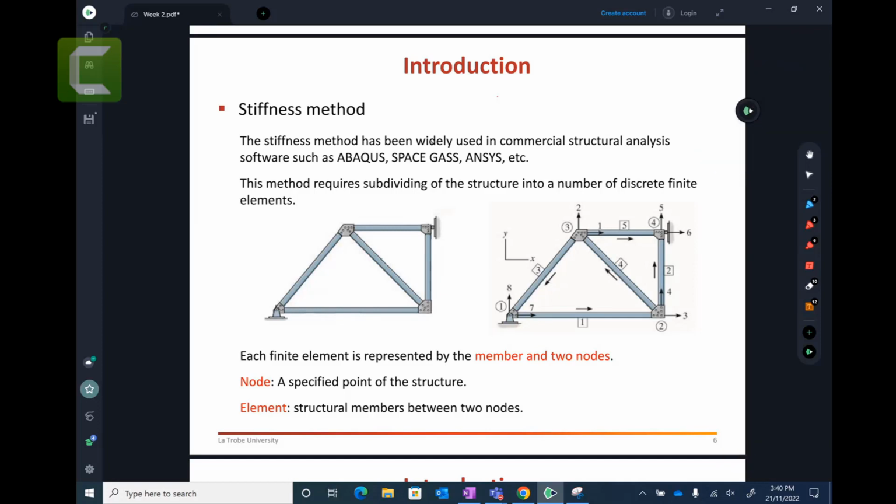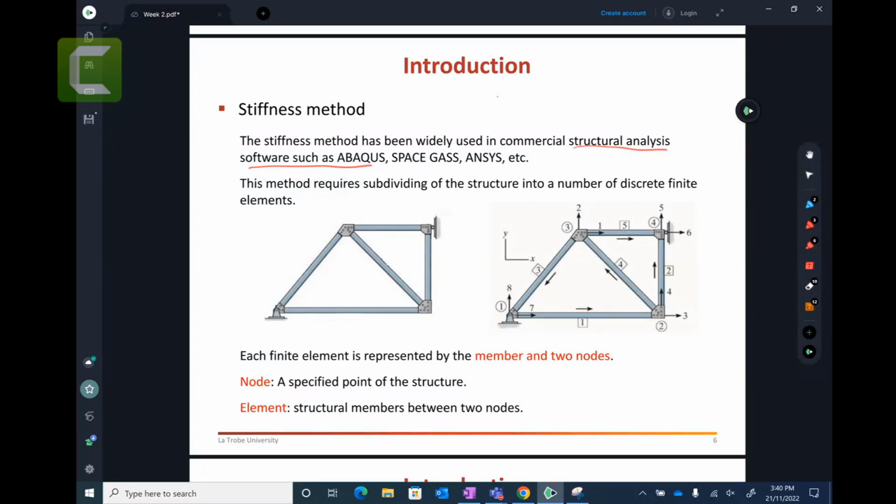The stiffness method is widely used in commercial structural analysis software like Abaqus, SpaceCAE, ANSYS. There are around 500 software packages available in the market. I don't want to teach you any particular software where you can just sit down, press some buttons and get the results. No. How do these software packages perform the calculations? That is the overall objective of this subject. We want to go behind the screen and see how these software packages are running. I will show you one of them, SpaceCAE, that we're going to run probably next week, not this week.